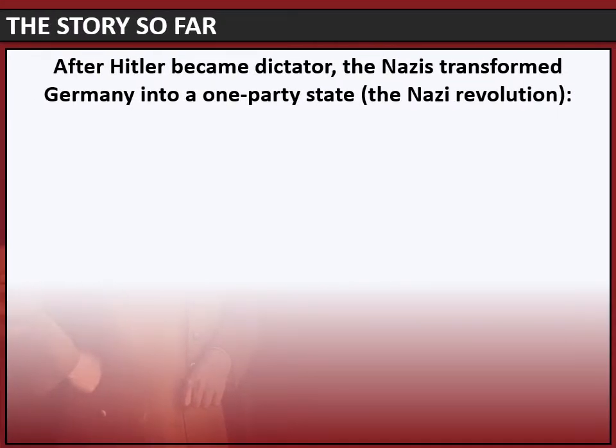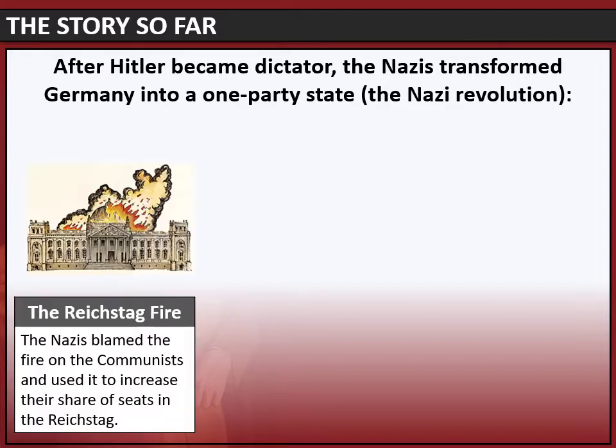Now, let's recap the story so far. We should know by now that after Hitler became dictator, the Nazis transformed Germany into a one-party state, and we call this the Nazi Revolution. Here's how it happened. First of all, the Nazis used the Reichstag fire. They blamed the fire on the communists, and they used it to increase their share of seats in the Reichstag. They almost got a majority, but not quite.